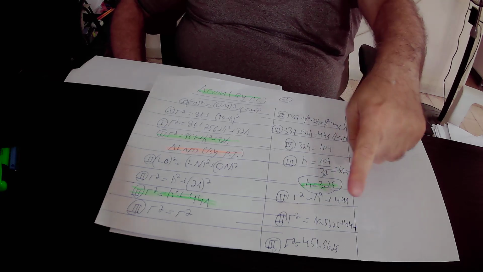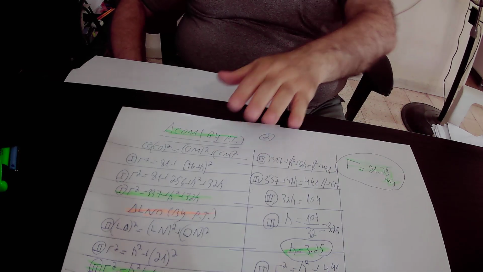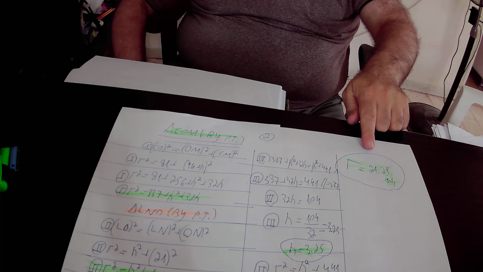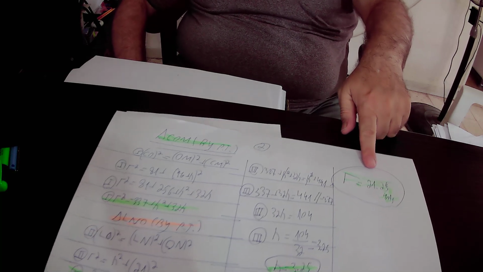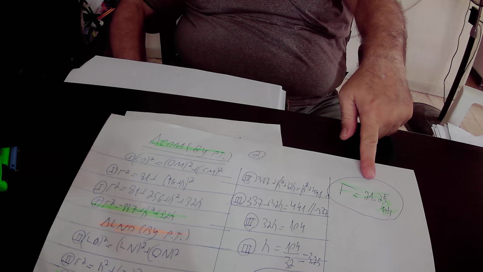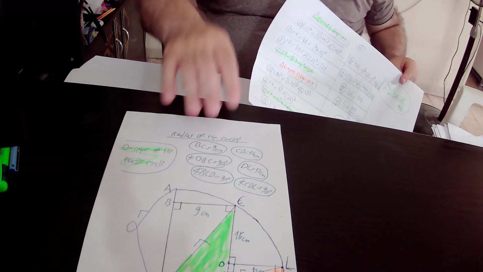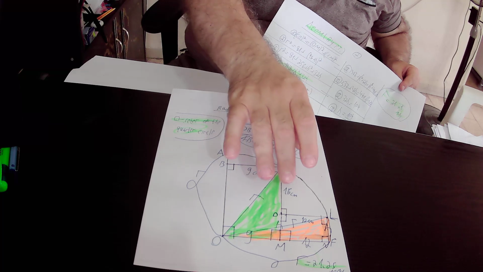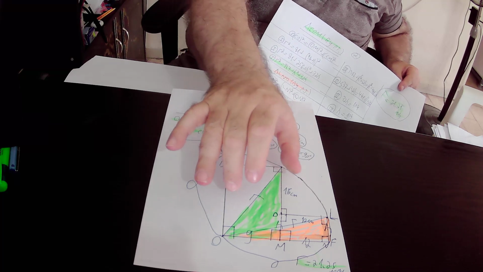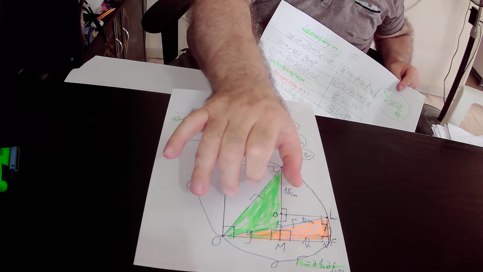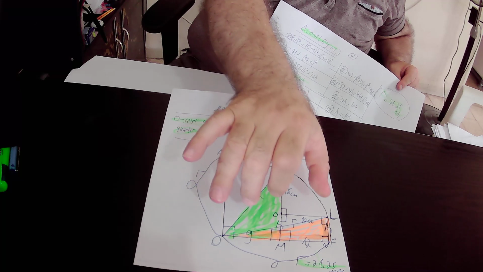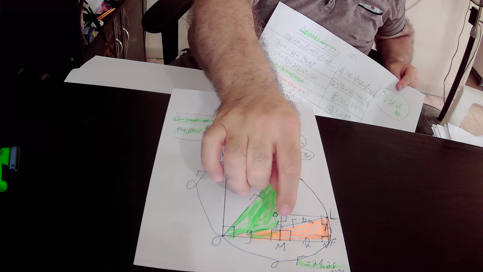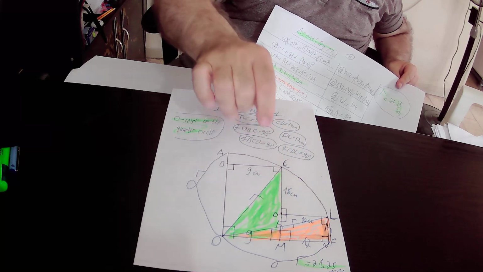Here we took the root of this equation and found out that the radius of the quarter circle that we are looking for is equal to 21.25 units. It is a little bit longer, by 0.25, than ON, which is equal to 21 units.